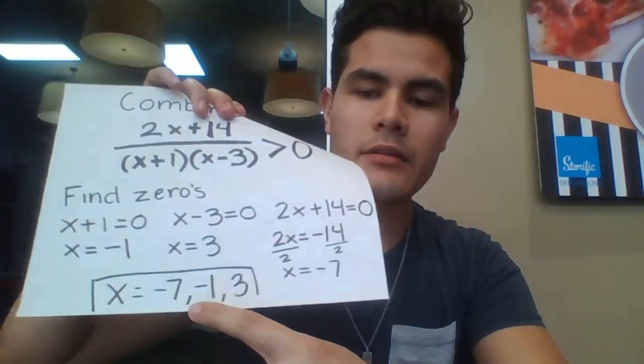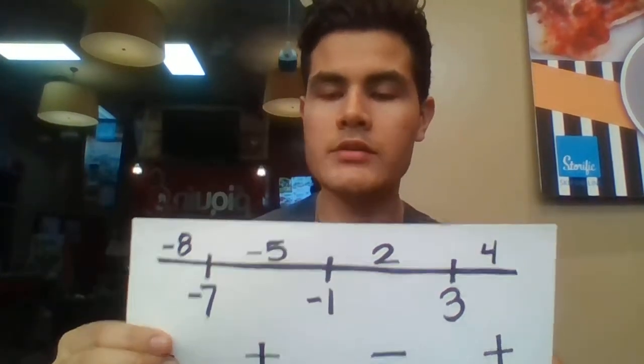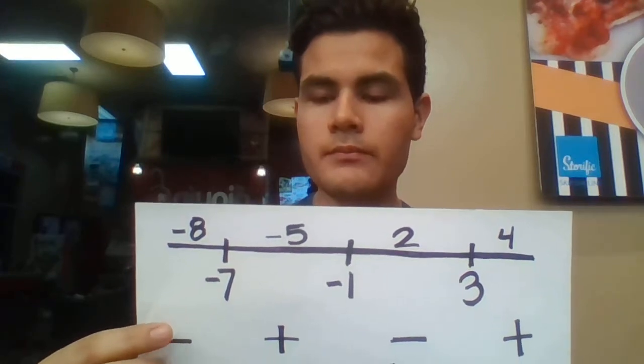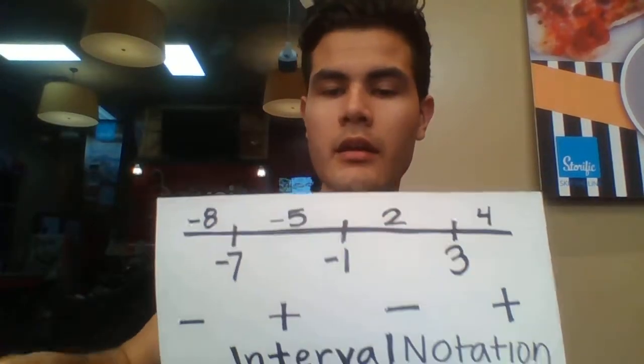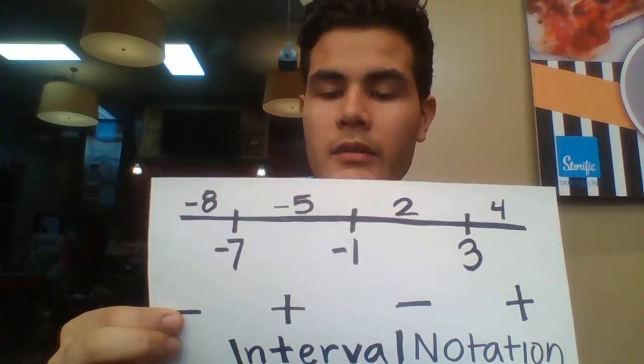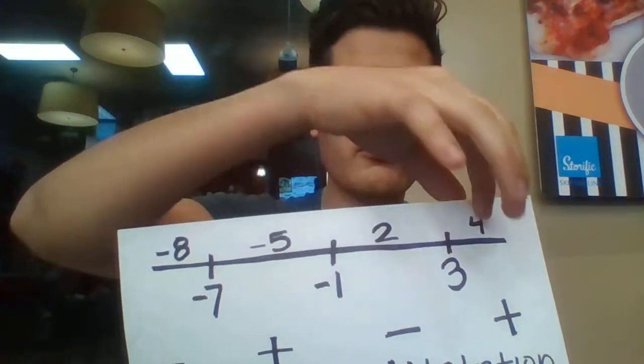And our final step, this is our final step, we're going to find values in between those three numbers, the negative 7, negative 1, and 3. And you could pick any values, but I chose negative 8, negative 5, 2, and 4. And so if we plug them into this equation, the negative 8 is going to be a negative, the negative 5 is going to be a positive, the 2 is going to be a negative, and the 4 is going to be positive.